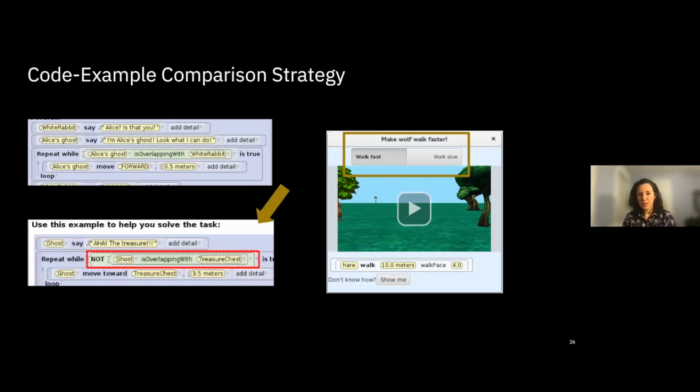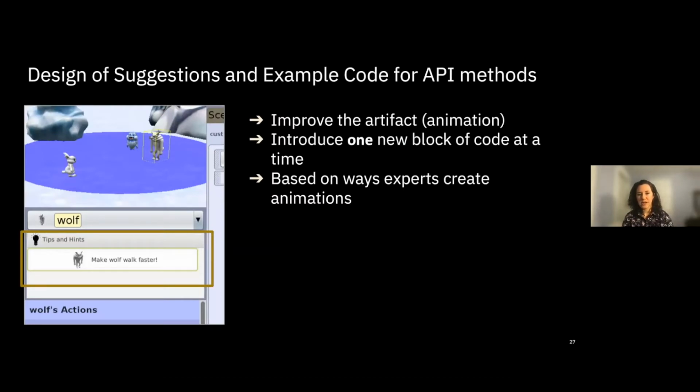In order to do that, we created a set of these examples and suggestions. We did that by taking a set of programs that people had created, and from that, we created examples that introduced code concepts that more advanced users were typically using, but newer programmers were often not using. Our goal in these suggestions was that they should always improve the artifact, so the animation. We never wanted to provide a suggestion that improved the code, but not the animation.